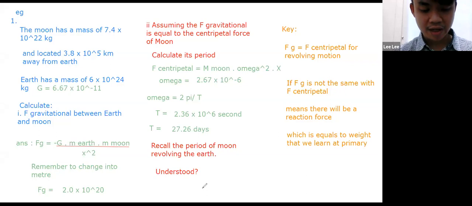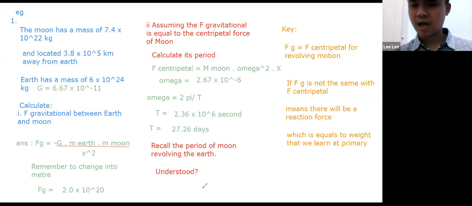So the formula is given by negative G times mass of Earth times the moon, divided by the separation squared. Separation means center of Earth to center of moon. So if you apply the formula, remember to change the x to meter. If you use kilometer, all of the calculation is wrong already. So if you change it, you get a gravitational force of 2 times 10 to the power 20 Newton. Later you can try to count. I give you time, you try to count.